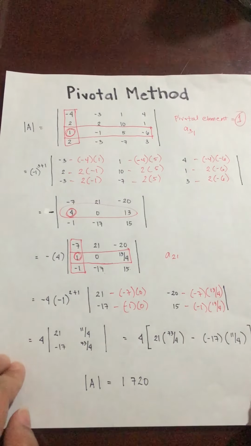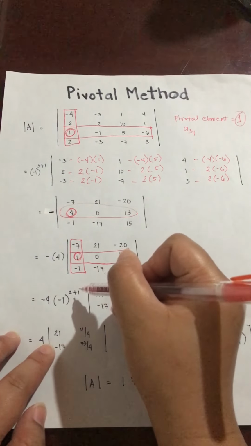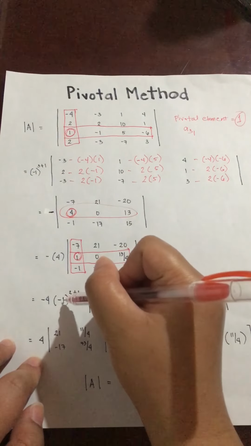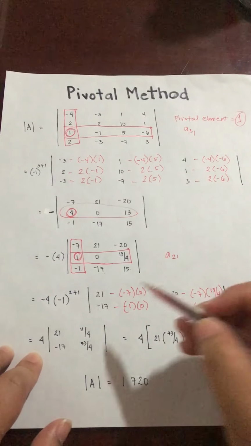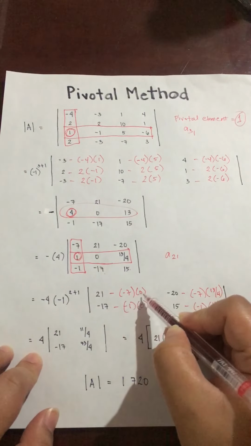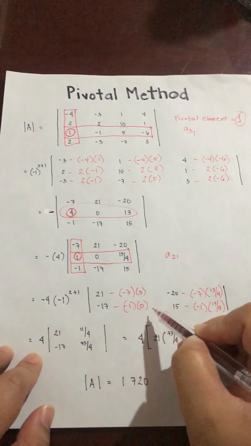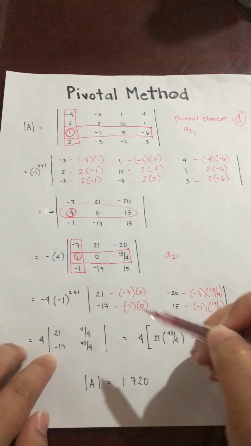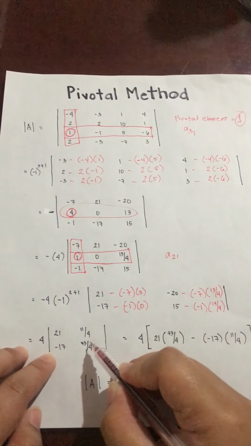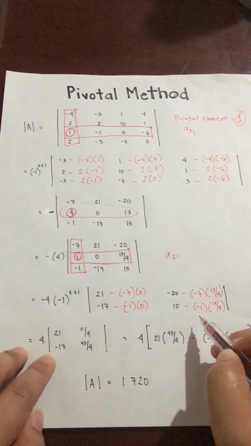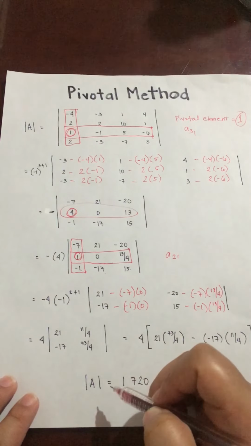Now, we will again simplify. So, here, we have negative 1 raised to 3 is equal to negative. Negative 1 times negative 4 is equal to positive 4. So, we will write positive 4. Now, 21 minus negative 7 times 0 is equal to 21. Negative 17 minus negative 1 times 0 is equal to negative 17. Negative 20 minus negative 7 times 13 over 4 is equal to 11 over 4. 15 minus negative 1 times 13 over 4 is equal to 73 over 4.